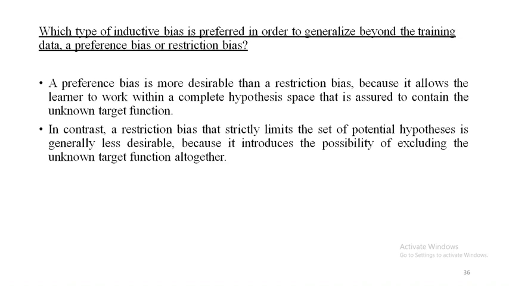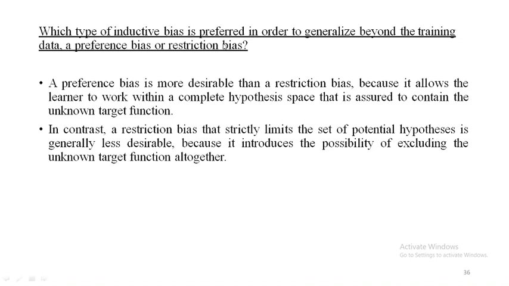But in contrast, a restriction bias that strictly limits the set of potential hypotheses is generally less desirable, right? It is less desirable because it introduces the possibility of excluding the unknown target function altogether. So this is one important aspect of the restriction bias, that is it will have some set of potential hypotheses we are working on, and these hypotheses may not include the unknown target functions. There are some training data which are not known now, but your hypothesis should also include that as well. But as far as the restriction bias is considered, they may not include the unknown target functions. Okay, so they simply exclude those unknown target functions.